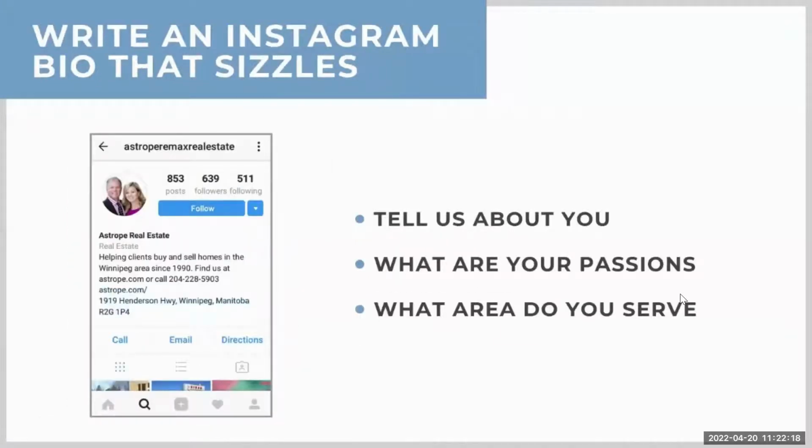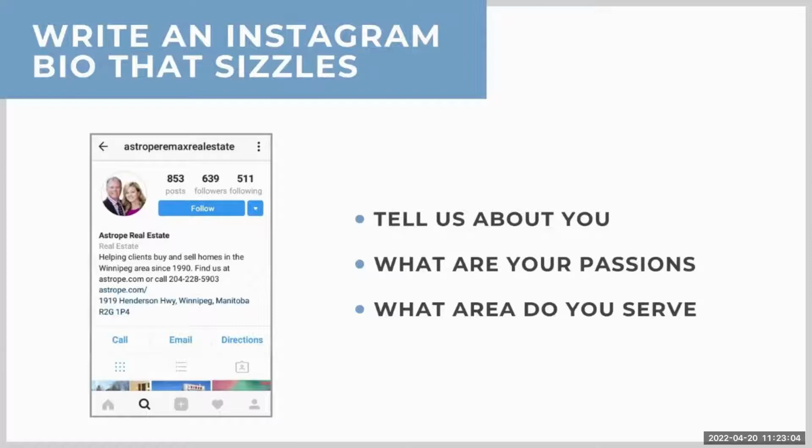Next thing you want to do, when you're creating your Instagram profile, you want to make a bio that sizzles, right? You want something that stands out. You can get up to 150 characters, so make them count. You don't get a ton of space, but you definitely want something short. Here's a great example: helping clients buy and sell homes in the Cincinnati area, since when you started or when your team was formed, however you want that worded, to let people know what you do.